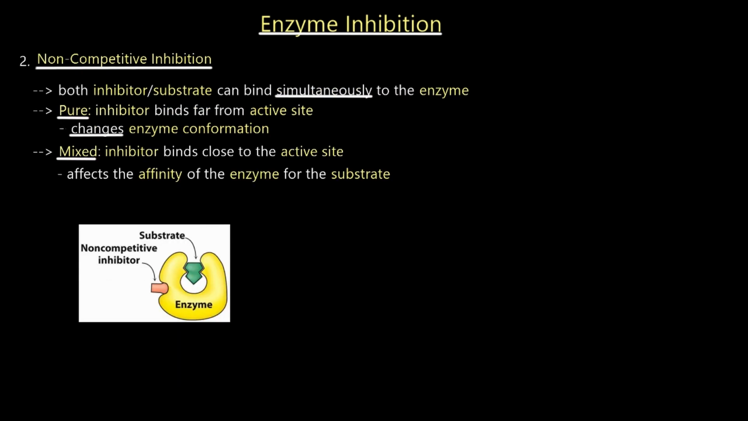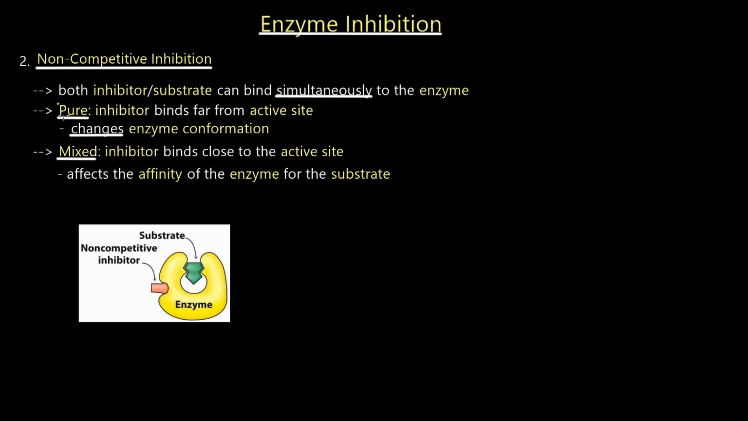All right, next let's discuss the two types of non-competitive inhibition. So there's the pure and there's the mixed, and we're going to decipher which one is which and how non-competitive inhibition works in general. Well, basically, the difference between competitive and non-competitive is that in non-competitive, they're not competing for the active site. So both the inhibitor and the substrate can bind simultaneously to the enzyme, which means that they both have two different binding sites. The substrate binds at the active site and the non-competitive inhibitor binds somewhere else.